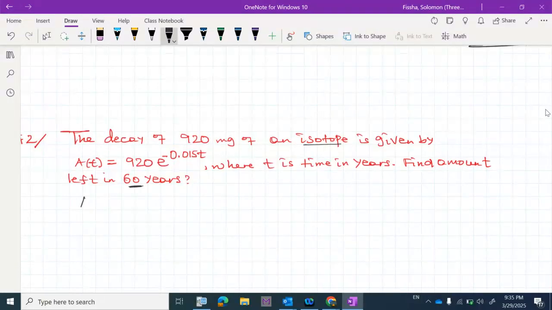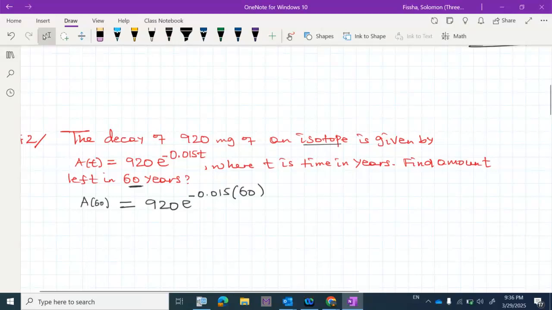All you have to do is A of 60, A as a function of 60, or in 60 years, is equal to 920 times e to the power of minus 0.015 times the time, which is given as 60. Okay, I'm going to include this 60 here. So as always, after I have this, just go ahead and use your calculator.